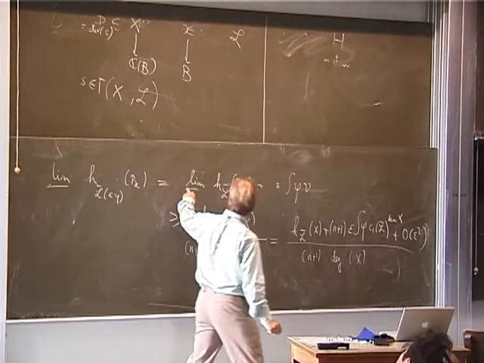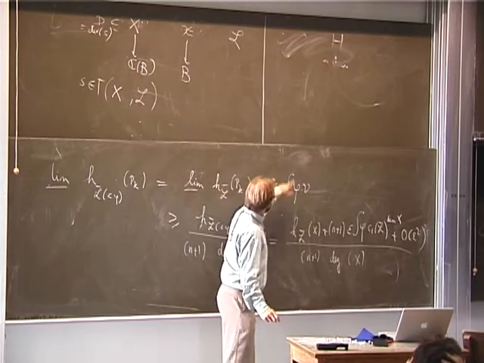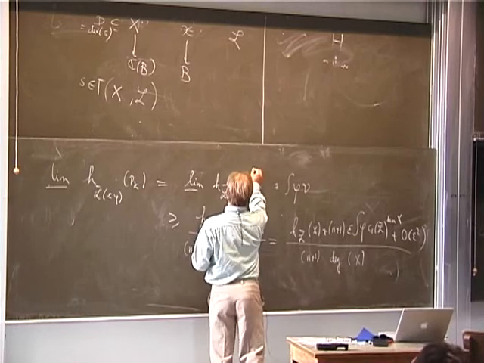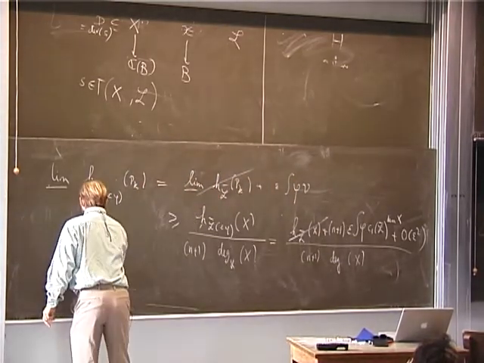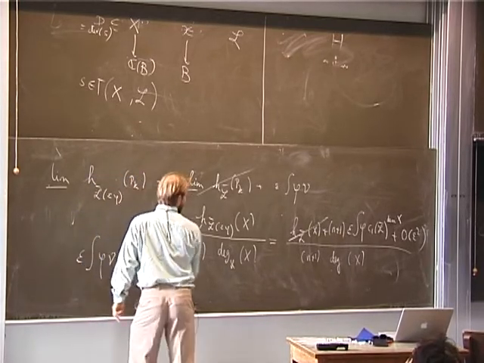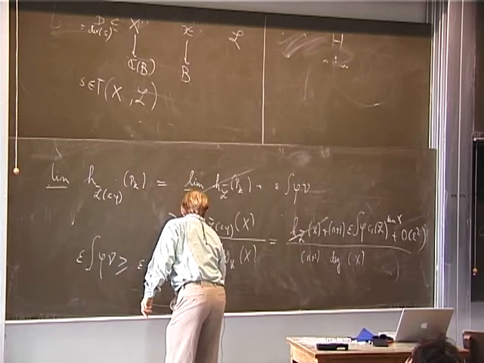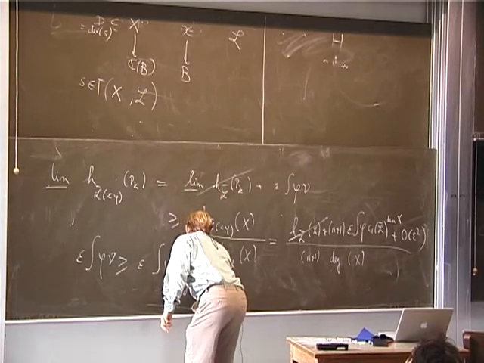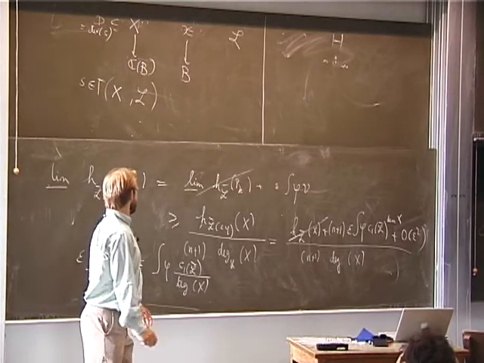So now this term is at least equal to that. So you see that this and this cancel. And so you get that epsilon times the integral of phi nu is at least epsilon times the integral of phi against C1 of L bar to the power of the degree of x, times x.